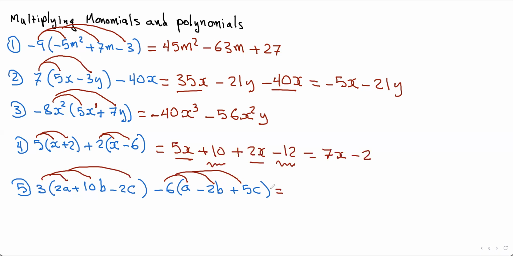So 3 times 2a is 6a. 3 times 10b is plus 30b. Minus 3 times 2c is minus 6c. Negative 6 times a is negative 6a. Remember, the negatives are sign change. Negative 6 times negative 2b is plus 12b. And negative 6 times positive 5c is minus 30c. Collect like terms.